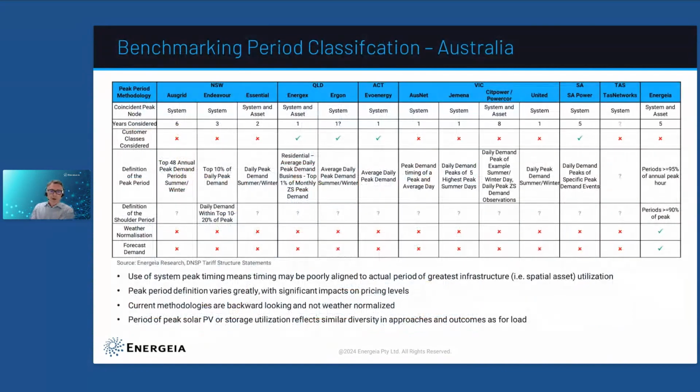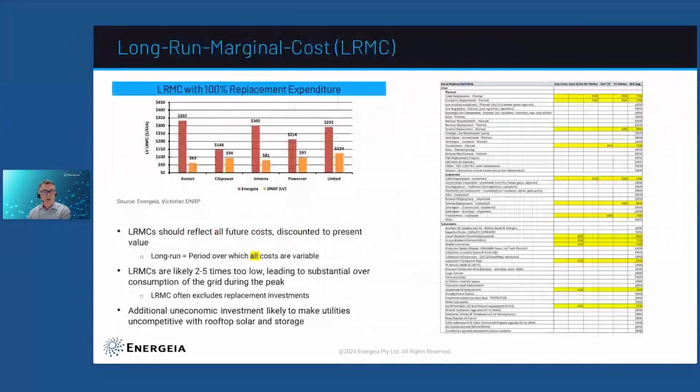Now, when we benchmark this, and I'm not going to go into the detail here, this is in Australia. I'd love to do this in the States, given the opportunity. But what we basically found was a huge amount of variation in what was defined as the peak period, whether it was weather normalized, whether it was forecasted, which was very uncommon. But the definitions, I'll leave you here to read them in the deck that we'll send out, were very varied, and very few of them actually were aligned to the process I just shared with you.